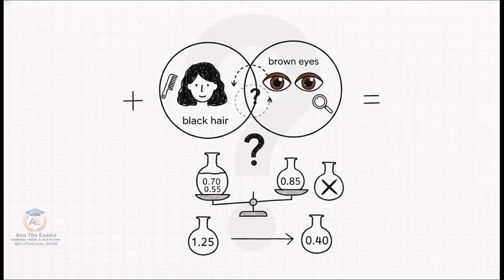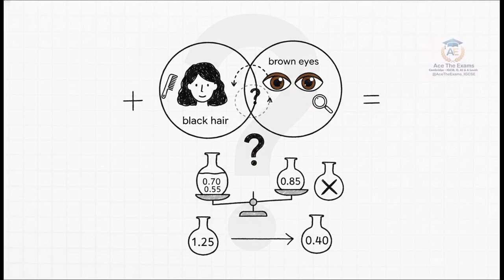Let's put this into practice and apply that Venn diagram intersection logic to a specific student assessment problem. If the probability of a student having black hair is 0.7, brown eyes is 0.55, and the probability of having either is 0.85, what is the probability of them having both? Well, the probability of having either trait equals the probability of black hair plus brown eyes minus the probability of having both. Let's just plug those numbers right in.